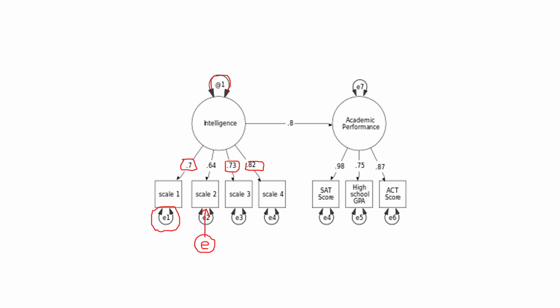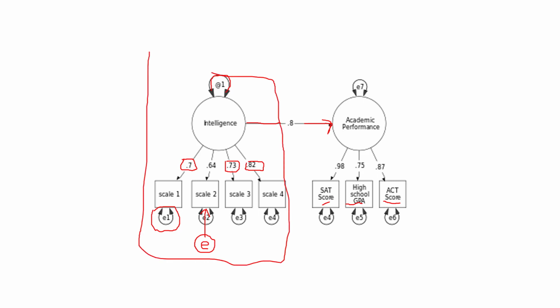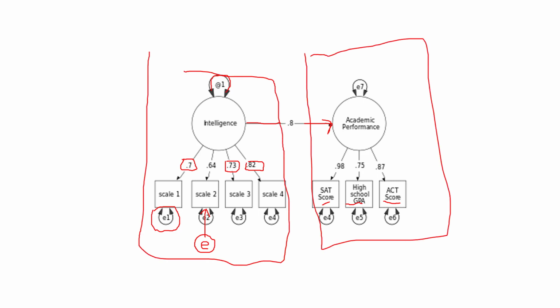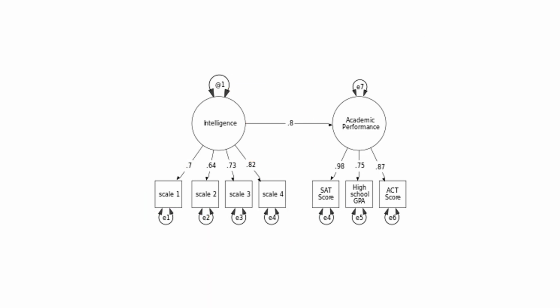What's different about this compared to what we did with exploratory factor analysis, we see another factor, and this is academic performance as indicated by SAT, high school GPA, ACT score, but we see intelligence predicting academic performance. So it's almost as if we have a confirmatory factor analysis here, another confirmatory factor analysis here, and then in the middle we have a regression. So we have intelligence predicting academic performance. So again, this is structural equation modeling. It's a combination of many different things.